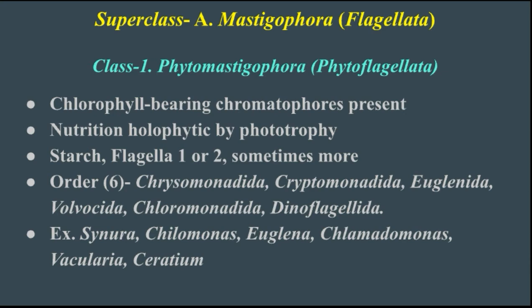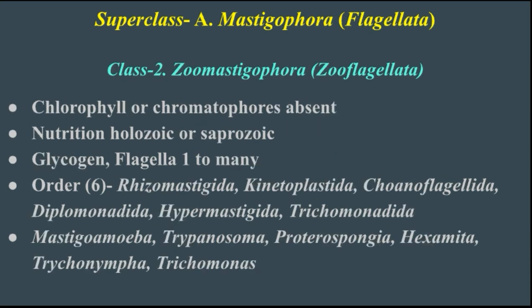Again one more order is there, Dinoflagellida. The example for Dinoflagellida is Ceratium. So these are some examples of the Phytomastigophora, as well as the Phytoflagellates. And these Phytoflagellates are divided into 6 orders. So this is the first class, Phytoflagellata. The second class is the Zoomastigophora or Zooflagellata. Superclass Mastigophora is divided into a second class, the Zoomastigophora, as well as the Zooflagellata.